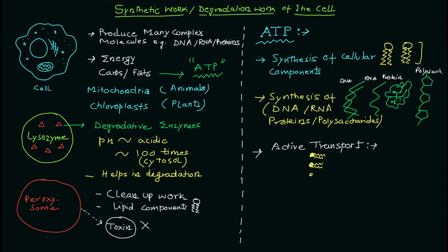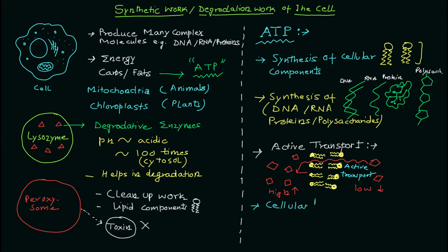Suppose you want to transport molecules through a membrane where you have the concentration gradient reversed. That means you have high concentration on one side and lower concentration on the other side, and you want to move the molecule from low concentration to high concentration like this. So you need energy, you need ATP molecules to do that.